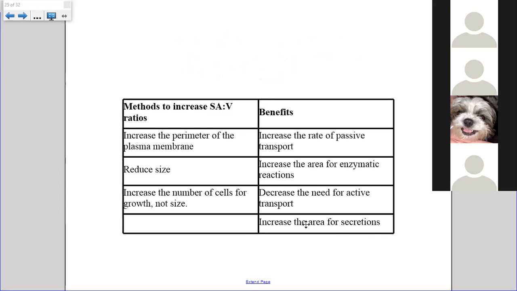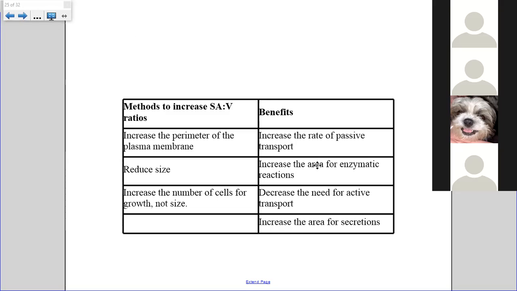is talk about increased area for secretions. If you need to get something out, if I'm a Golgi apparatus and I'm trying to make some secretions for export, I don't want to have to use active transport. The more passive transport I can use, the less the need there is for active transport, and then I save energy. Saving energy is just like in a business, it's like saving money.